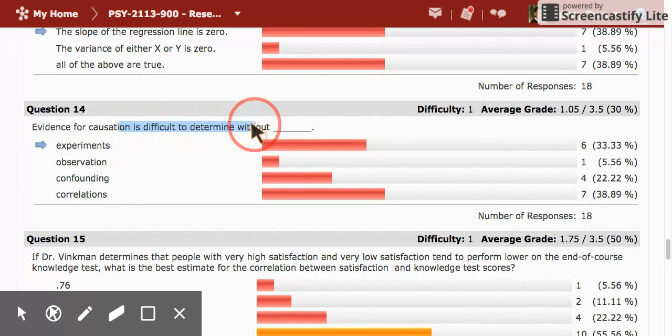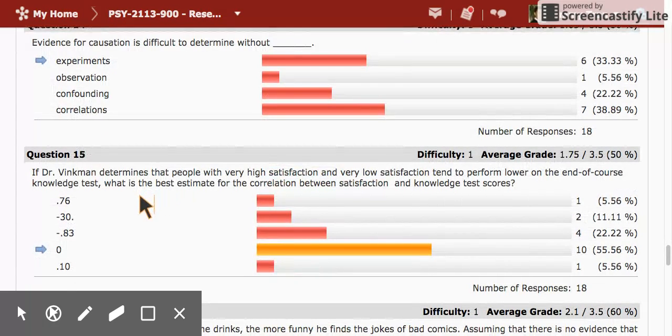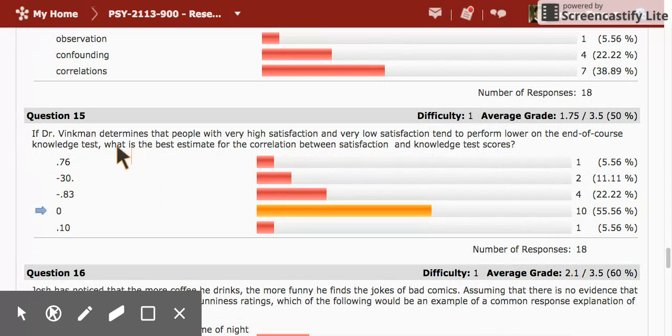Evidence for causation is difficult to determine without experimentation. It's the best way to show that A causes B because you control for all the other random or confounding variables. So of course, not confounding because confounding makes things worse. Correlation does not equal causation, so that's off too. Observation, cool. You're looking at things, but it doesn't tell you why things really happen. You have to determine if that's what caused it.